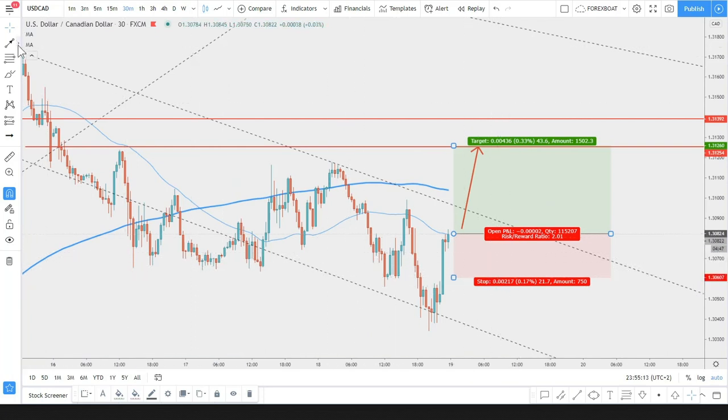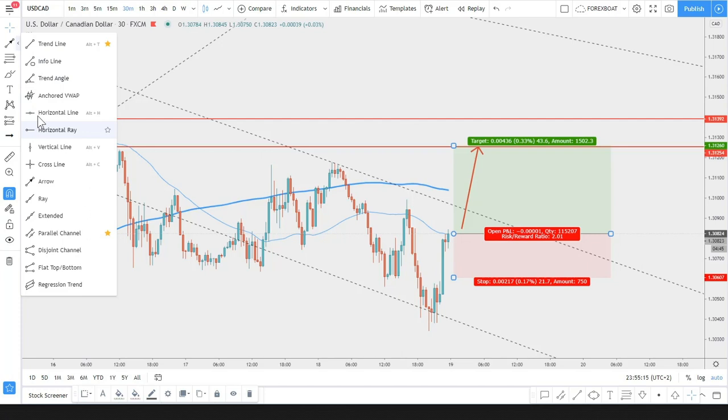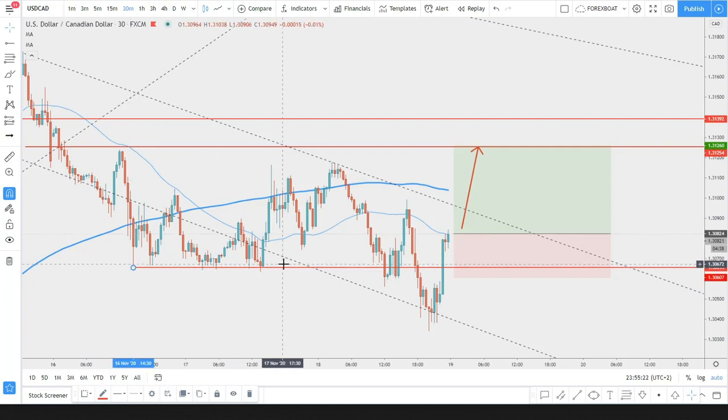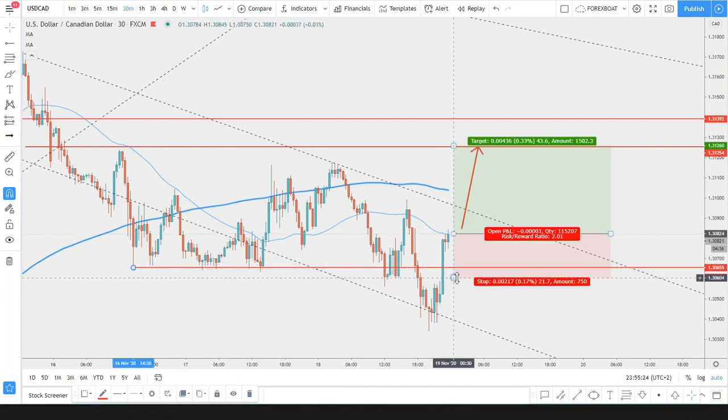In regards to the stop loss, of course, we need to place it below the key levels, another support level, and we can spot it straight away. This is the key support established previously. We need to have it below, and you can see ideally the risk to reward ratio of 2, and we have this setup for the dollar versus Canadian dollar. So this is the way on how to use these support and resistance levels.